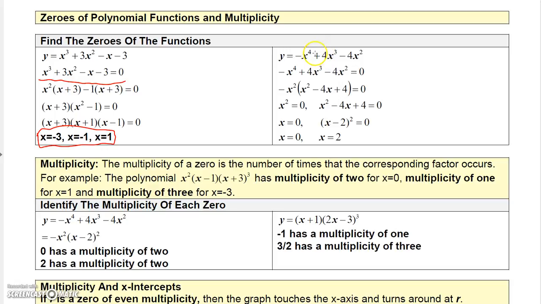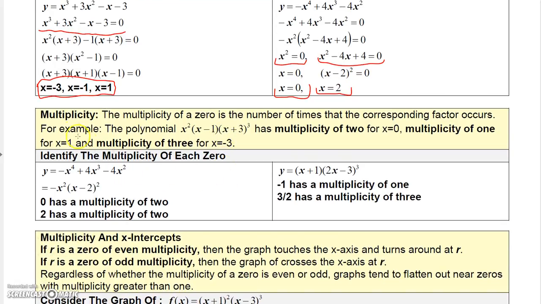Over here I can set this equal to 0 and factor negative x squared out, and I get x squared minus 4x plus 4. Well, for negative x squared times this to be 0, x squared would have to be 0, or this trinomial has to be 0. The only way x squared can be 0 is if x is 0, but this trinomial factors into x minus 2 quantity squared, so the only way that can be 0 is if x equals 2. Now, if you'll notice over here, each root occurred once: negative 3, negative 1, 1.